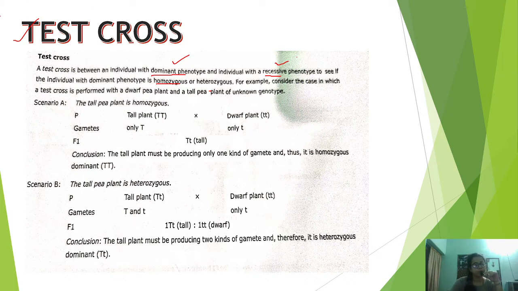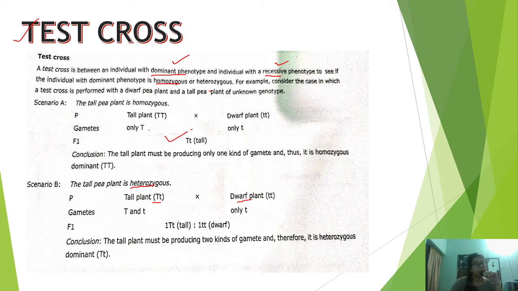For example, if you take the first example, homozygous, that is capital T capital T, crossed with this recessive one, small t small t. Okay, so the first progeny formed in the F1 generation was tall, that is heterozygous condition was formed, which was dominant. Second, when he took the heterozygous condition, that is capital T small t, and the dwarf one, that is small t small t, because a test cross means it is always crossed with the recessive one.